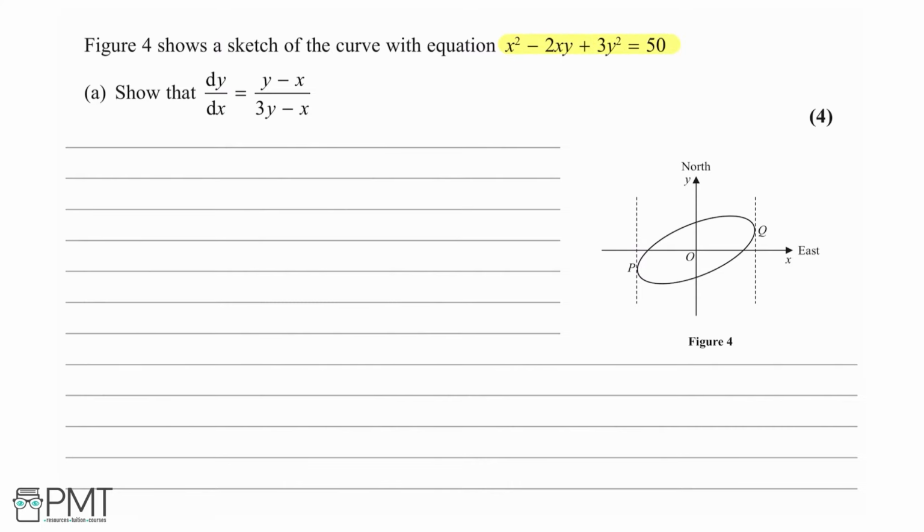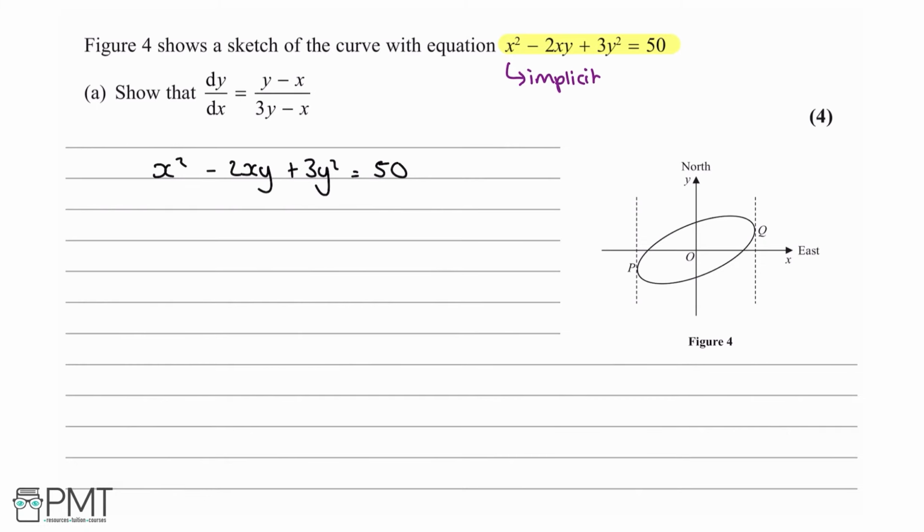When we are being asked to differentiate something like this, what we are being asked to do is implicit differentiation. This is a way of differentiating equations with both x and y in them, where you can't just rearrange to get y equals something, as we have here. So to begin with, I'm going to start by writing our original equation: x squared minus 2xy plus 3y squared equals 50.